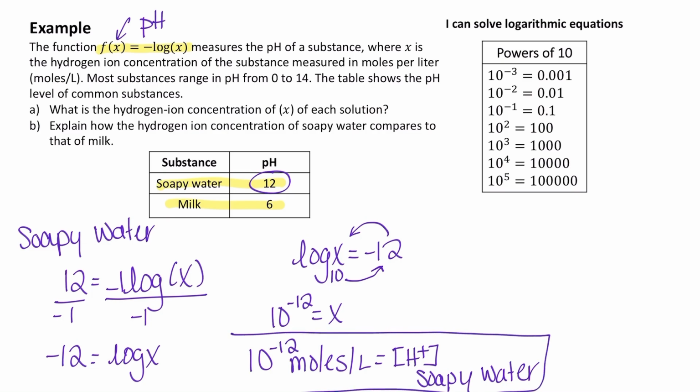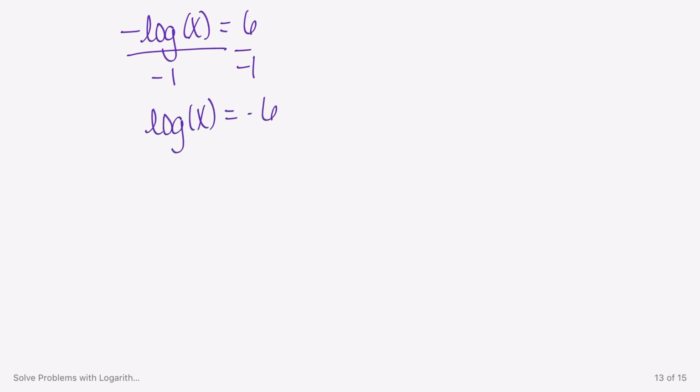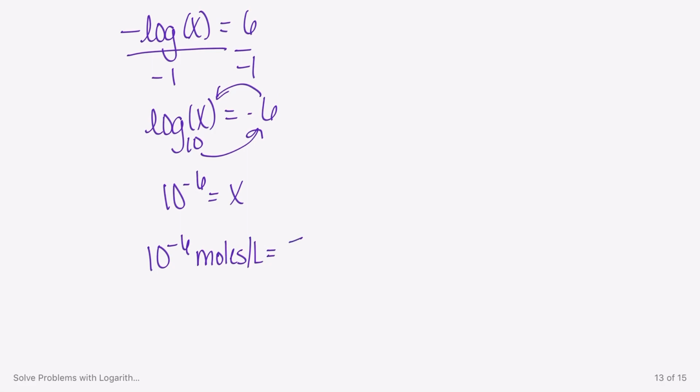Okay, so now let's figure out the concentration of hydrogen ions in milk. Milk, it tells us, has a pH of 6. So I'm going to go ahead and work on that. So I have negative log of x, and so that equals 6. Okay, once again, I'm going to divide both sides by negative 1. And so that tells me that the log of x equals negative 6. Remember, this is the log base 10, so I can rewrite in exponential form. So that tells me that 10 to the negative 6 equals x. So 10 to the negative 6 moles per liter is the hydrogen ion concentration for milk.